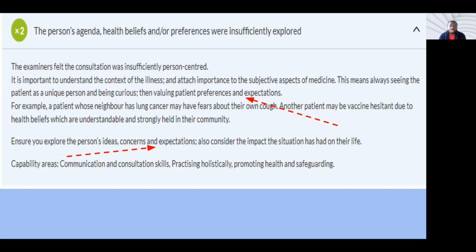It's all about valuing the patient's opinion. The consultation should not be doctor-centered, it should be patient-centered. You need to do that. The whole consultation in your SCA and even in real life is all about making the patient well and valuing the patient's experiences, the health beliefs, what they think, the ideas, concerns, and expectations. And of course, you also consider the impacts of the situation on their life, psychological impacts, social impacts. You need to consider all of those.